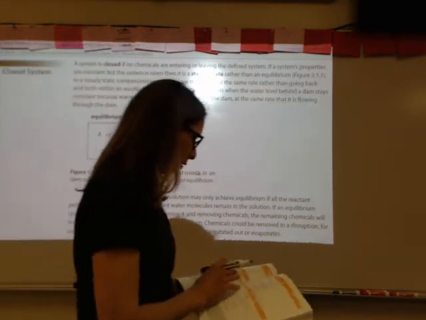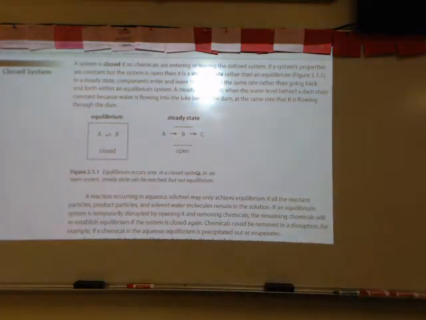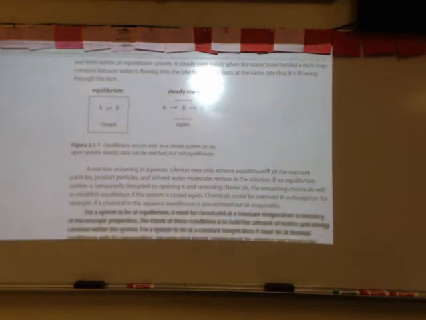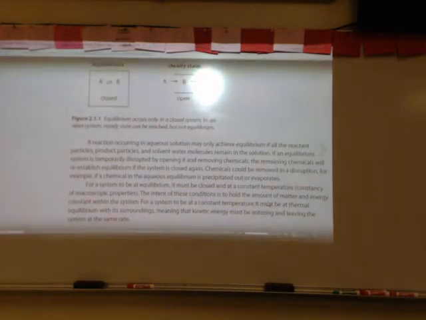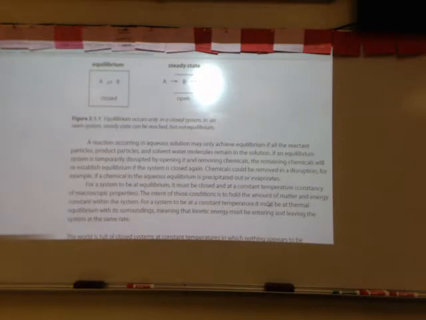Aqueous solutions will only achieve equilibrium if all the reactant particles, product particles, and the solvent water molecules remain in the solution. If an equilibrium is temporarily disrupted, like maybe we open it and we remove some of the chemicals, the remaining chemicals will reestablish equilibrium if we close that system again. So chemicals could be removed in a disruption, for example, if a chemical in an aqueous equilibrium is precipitated out or if it evaporates.